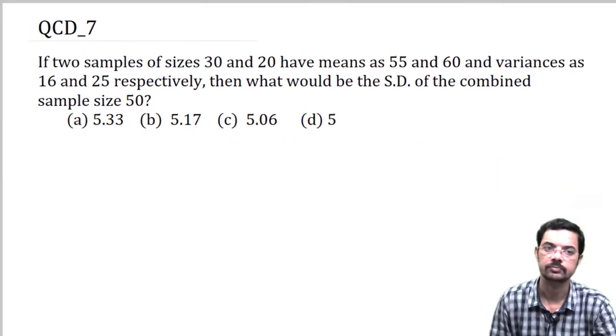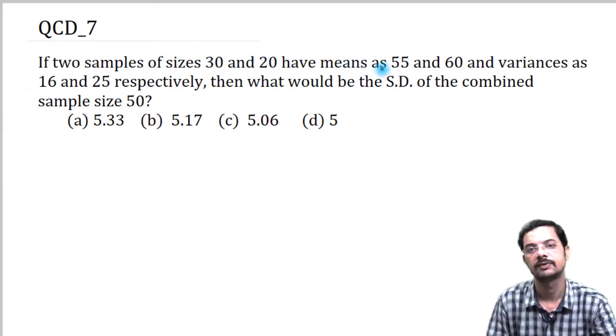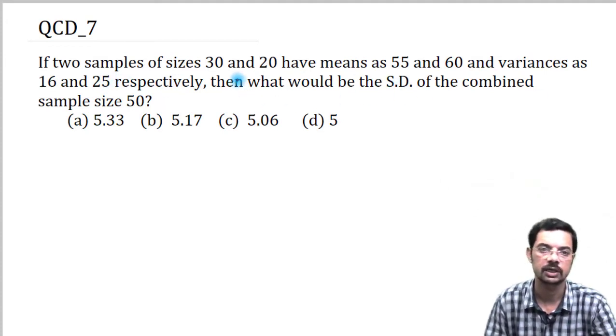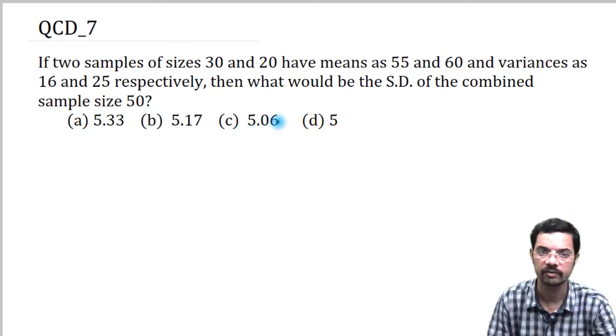Next question. Question number 7. If two sample sizes of 30 and 20 have means as 50 and 60 respectively, and variances as 16 and 25 respectively, what would be the standard deviation of the combined sample size? Here we need to find the combined standard deviation.